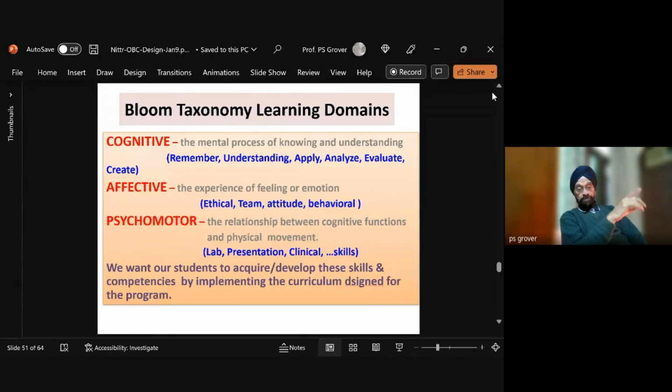Then psychomotor, the relationship between cognitive functions and physical movement: the lab, presentation, critical skills, etc.